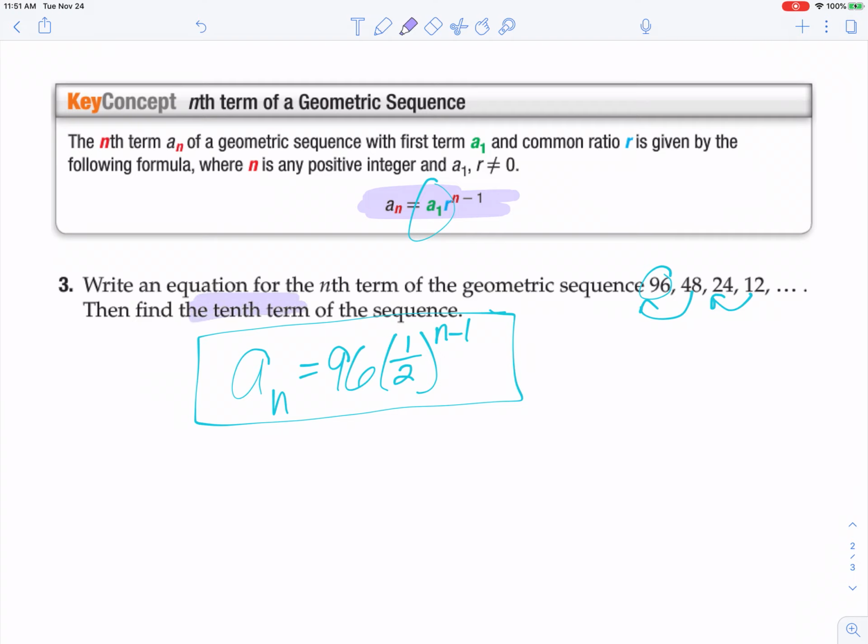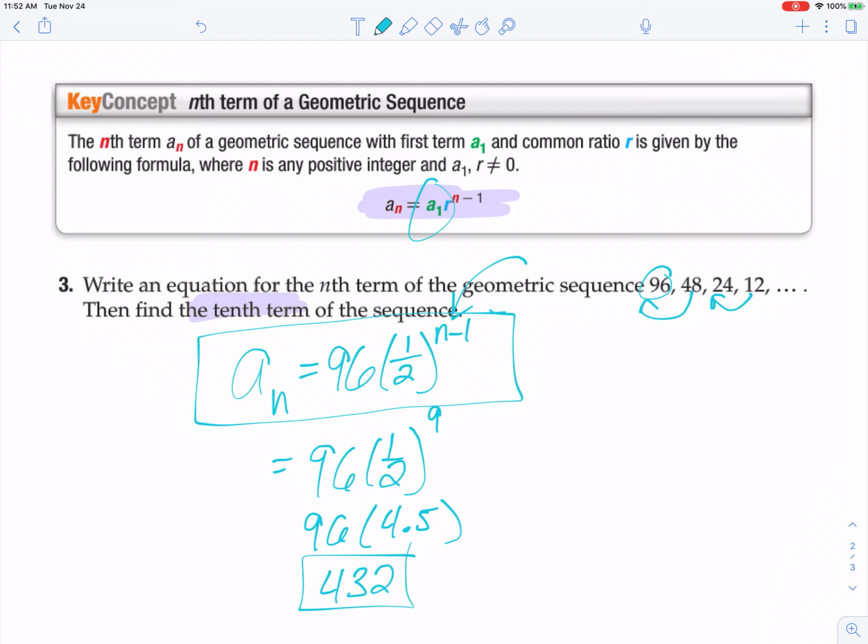Now here it does say to find the 10th term. So that means I'm going to be plugging in 10 for n, so that I have 96 times 1/2 to the 10 minus 1, which is 9. And 1/2 to the 9th power is going to be 4.5 times 96 is 432. That's your answer.